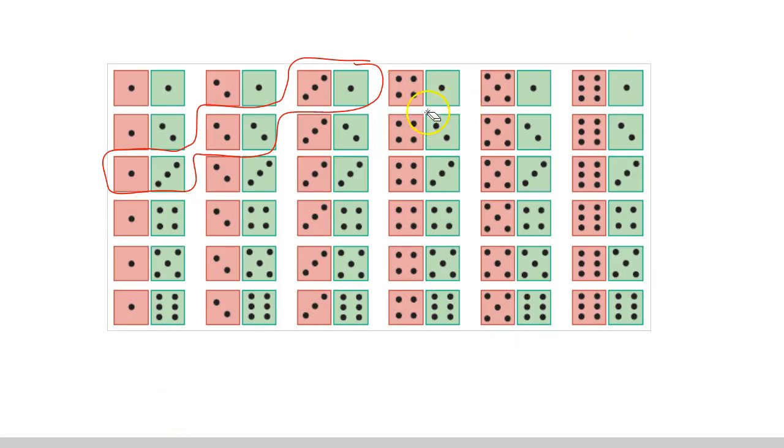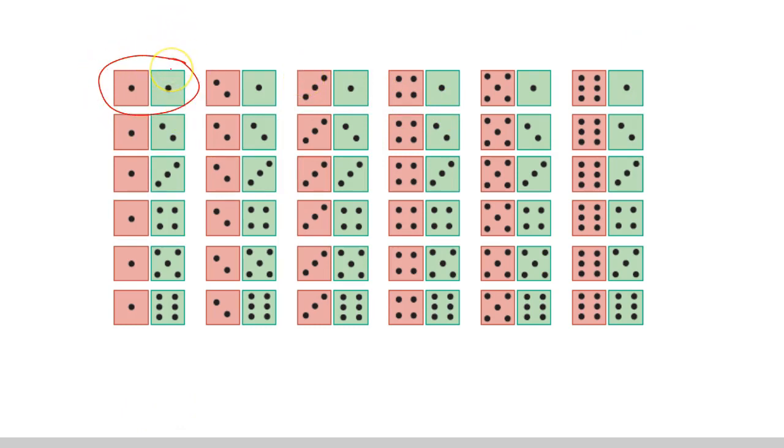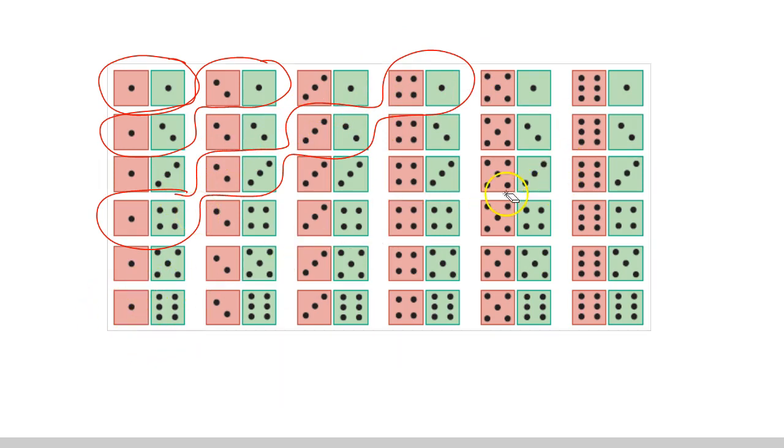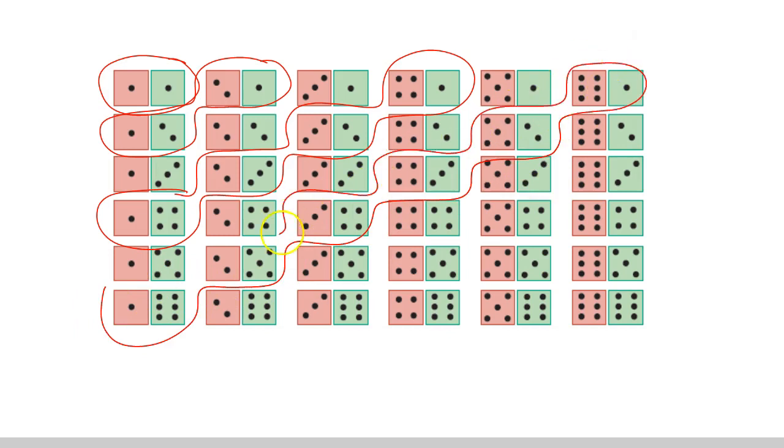So let me erase these. Again, we're looking at a sum of 2, so that would be this pair. A sum of 3, so that would include these. A sum of 5, which would be those numbers there. We'd have a sum of 7, which would be those. And then we would have a sum of 11.